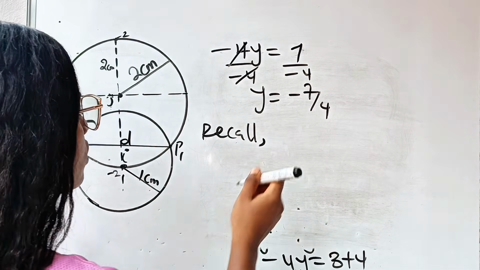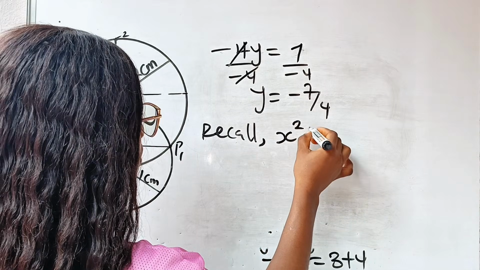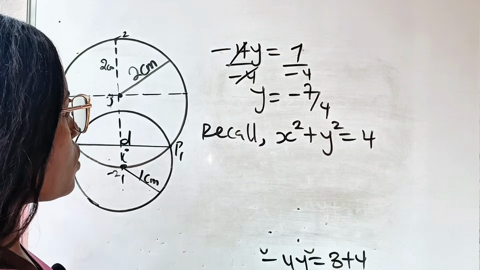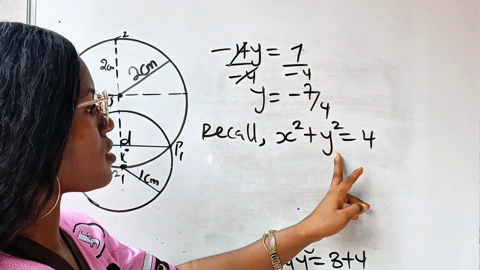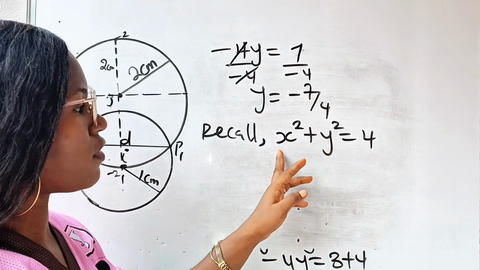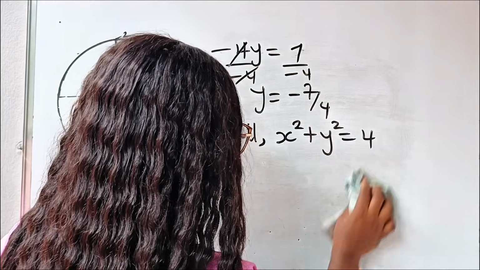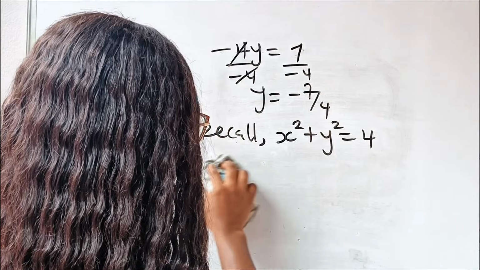Alright? Now recall that when we found the equation of the bigger circle, we got that x squared plus y squared is equal to 4. And now we have gotten our y to be negative 7 over 4. So we are going to replace that there.